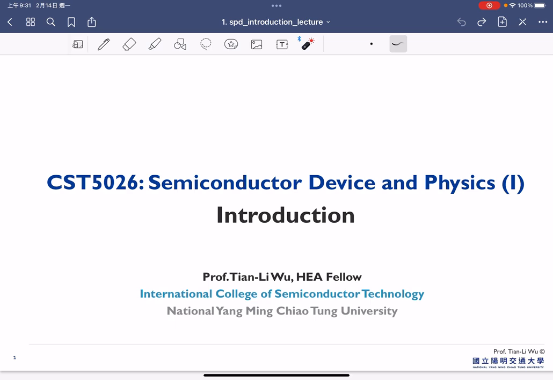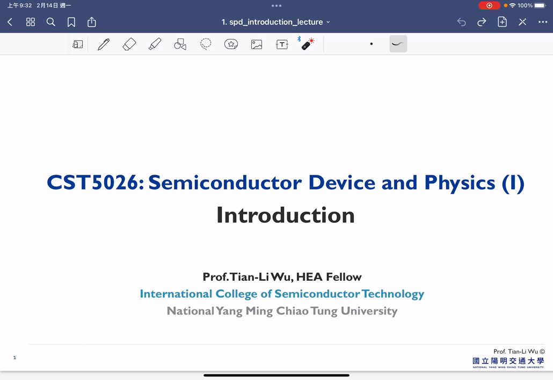Based on the timetable, you will see the original classroom is ED 552 or somewhere, but we prefer to change to this classroom for this one. But we haven't fixed it yet, so please make sure that you receive my notification for the future classroom. Okay, so today we will focus on the introduction.